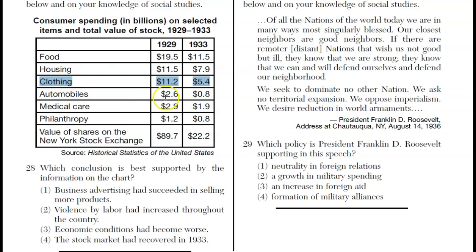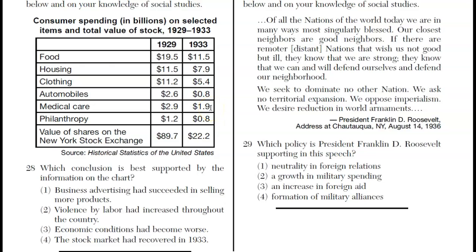Automobiles, 2.6 billion to 0.8 billion. It drops by 3/4. Why? Nobody's got the money to buy. Nobody's got the money to buy gas. So if the car fell apart, you lived without it. If the car was old, you held it together, sometimes literally with strings, to keep it running as long as you could. You didn't buy a new car because the latest model had come out. And again, that's something you have a fair amount of control over.